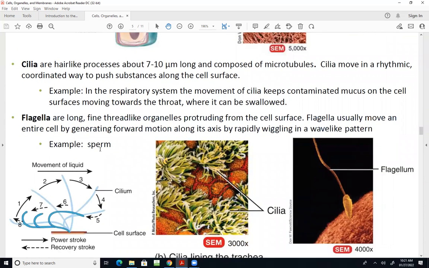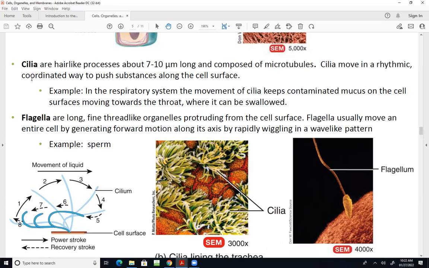Cilia are hair-like processes about 7 to 10 microns in length, composed of microtubules. They move in a rhythmic, coordinated way to push substances along the surface of the cell. They look like tiny little hairs. Here we can see them at 3,000 times. Cilium is singular, cilia is plural. But the key is they don't move the cell. The cell stays put, but they act like a conveyor belt and push something along the surface of the cell. We have these in a lot of different places.